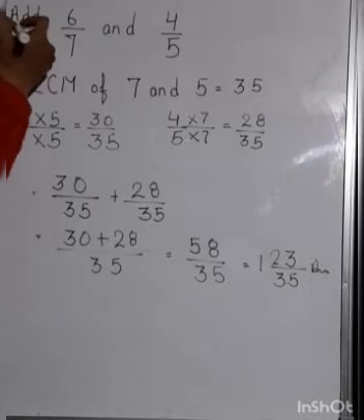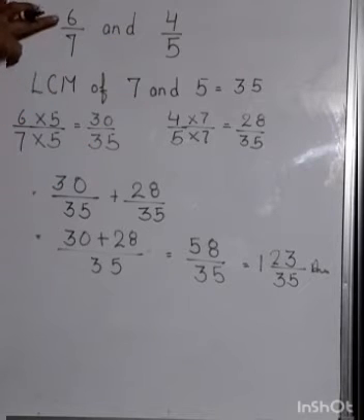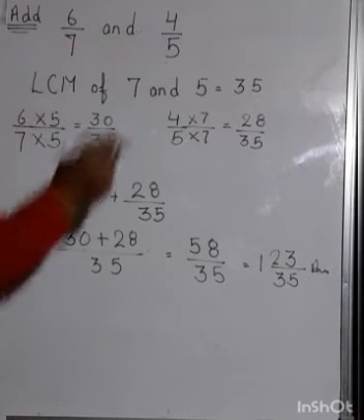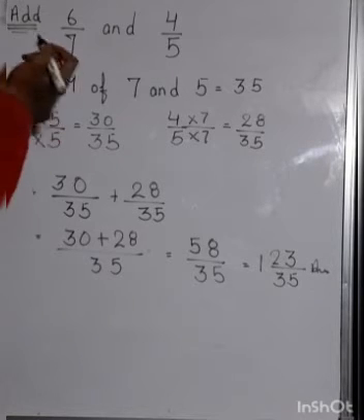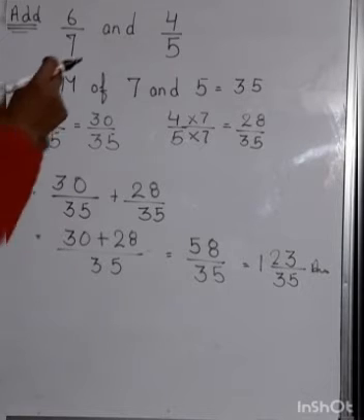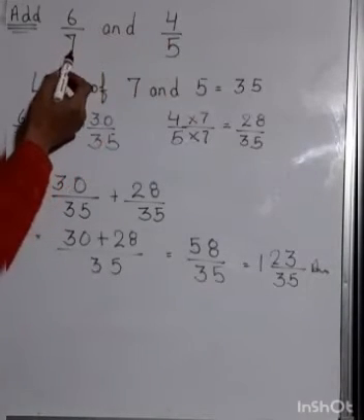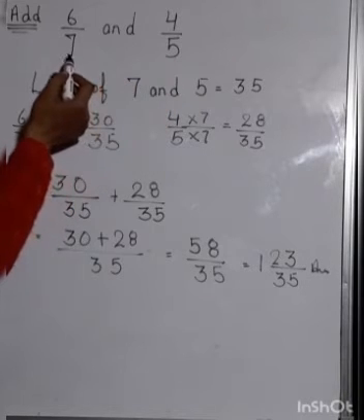So students, here I have done one question of addition of unlike fractions. As you can see, two fractions I have written, 6 upon 7 and 4 upon 5. They are unlike fractions. So how to solve them? For solving them you have to make them like fractions. And for making them like fractions, what you have to do? You have to take the LCM of the denominators. So what are your denominators?